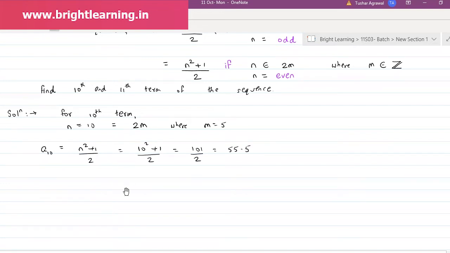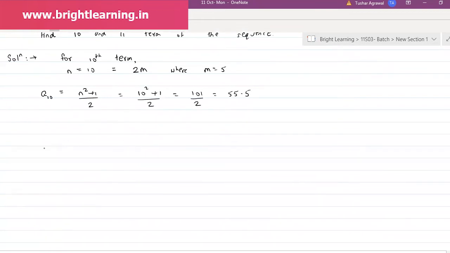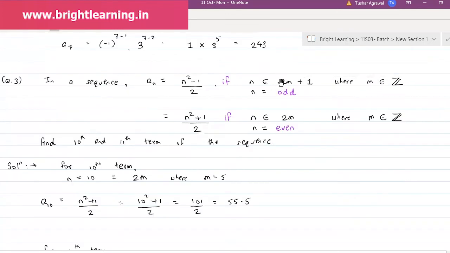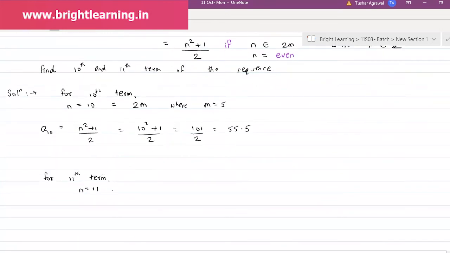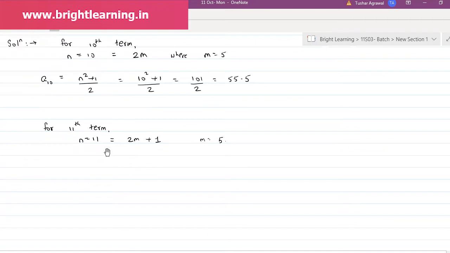So the 11th term that you are talking about, n is equal to 11. Whether 11 is 2 times an integer plus 1 or 2 times an integer, 11 is 2 times an integer plus 1. I hope everybody can say this. So m will be equal to 5. Yes or no? So to find the 11th term, the formula that we will be using is n square minus 1 upon 2, the above formula.